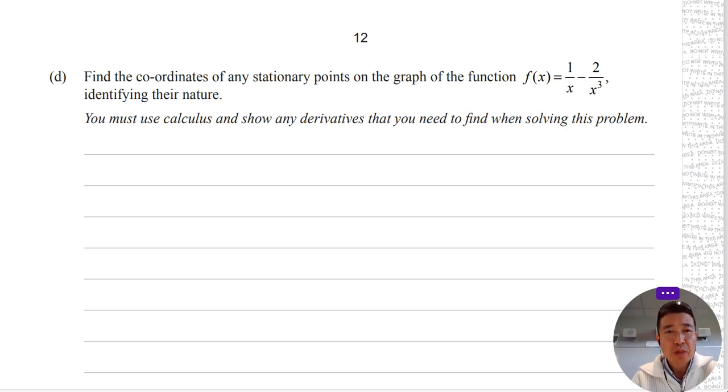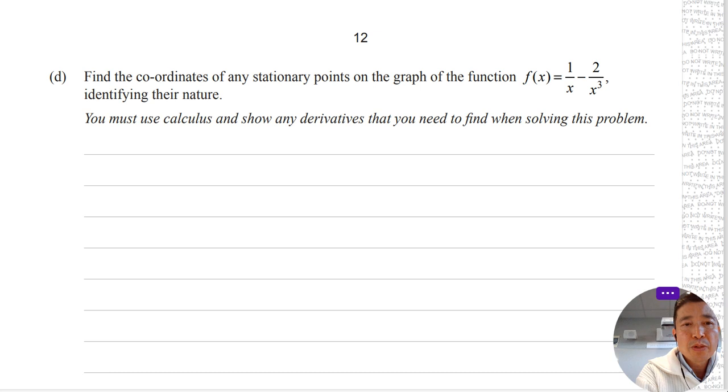Everyone, we are doing 2023 level 3 differentiation question 3D. Find the coordinates of any stationary points on the graph of the function, identifying their nature. You must use calculus and show any derivatives that you need to find when solving this problem.